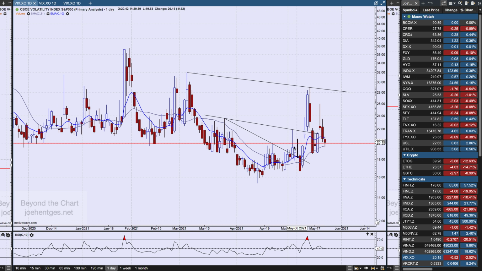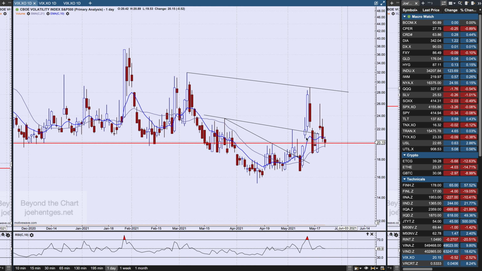I'd seen this little pattern developing several times. And so I thought that we were going to get a huge explosion this week, and we started to get that on Wednesday with the follow through. But then Thursday and Friday, we kind of backed down a little bit. But we still closed slightly above that 20 level.